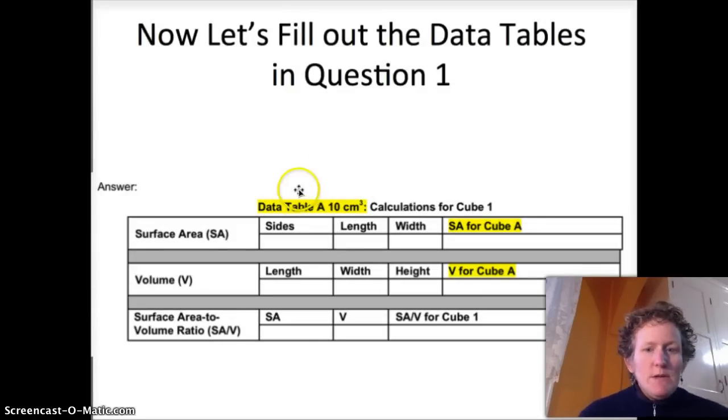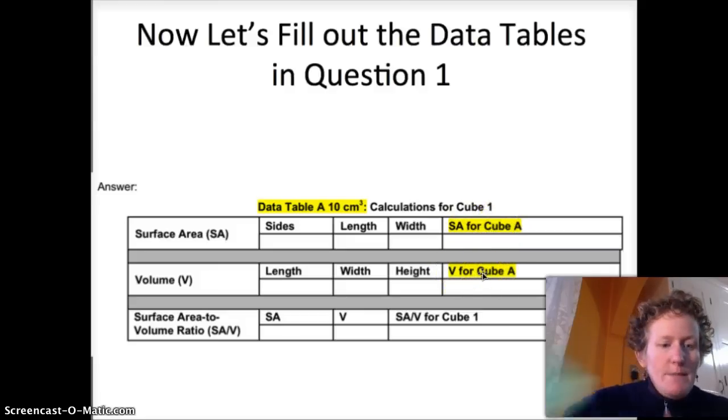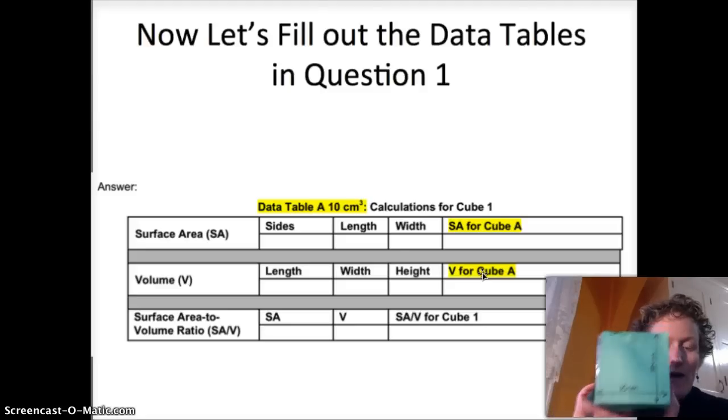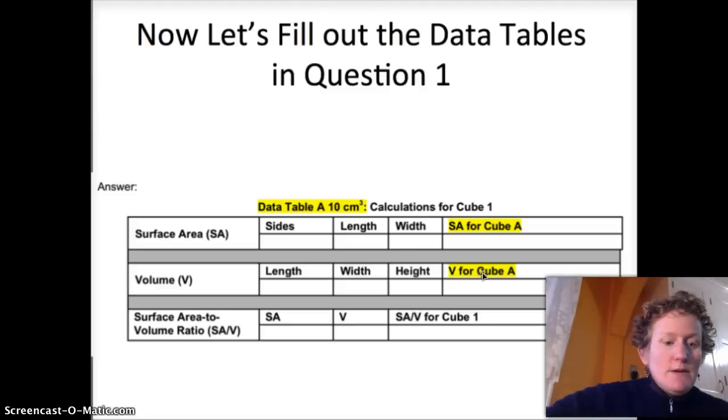The data table in question one looks like this. It asks for surface area of cube A and volume of cube A. For this lab, this is cube A. It's a 10 by 10 by 10 centimeter cube.